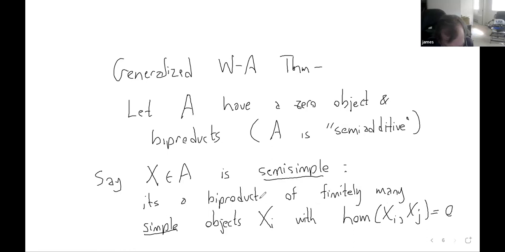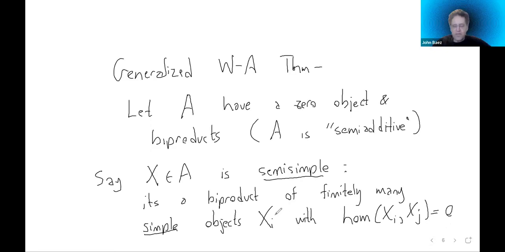And when I say that it's a biproduct of a bunch of simple objects that have only zero morphisms between each other, that's a slightly confusing way of saying what I mean, which is that I'm going to allow any one of those simple objects to show up a bunch of times in the biproduct. So I will allow any one of these summands, X_i, to show up a bunch of times in X.